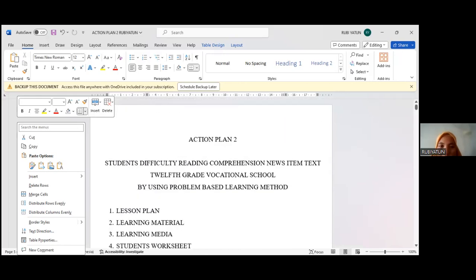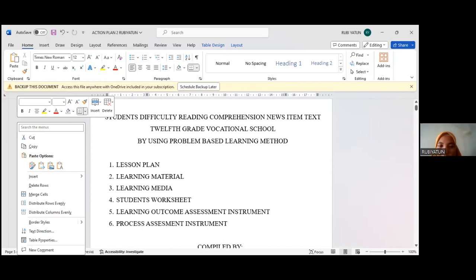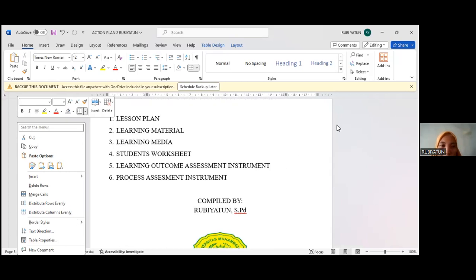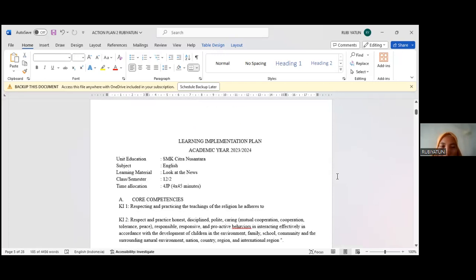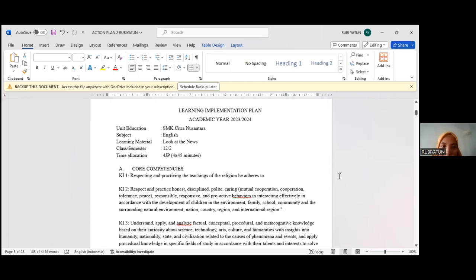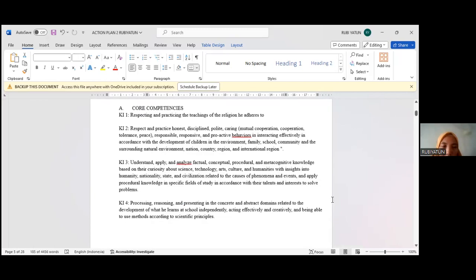Okay. My action plan is for student difficulty in reading comprehension using news item text in 12th grade vocational school by using the problem-based learning method. The first is lesson plan, learning material, learning media, student worksheet, learning outcome assessment instrument, and then process assessment instrument. And then the learning implementation plan in the unit education SMK Citra Nusantara, the core competencies.